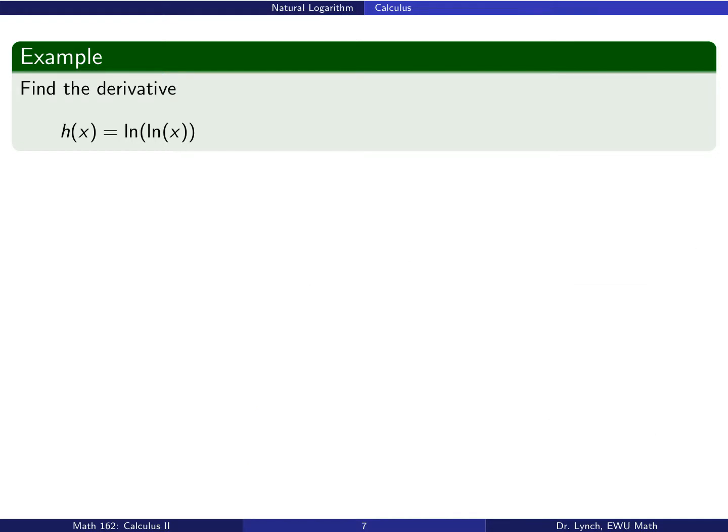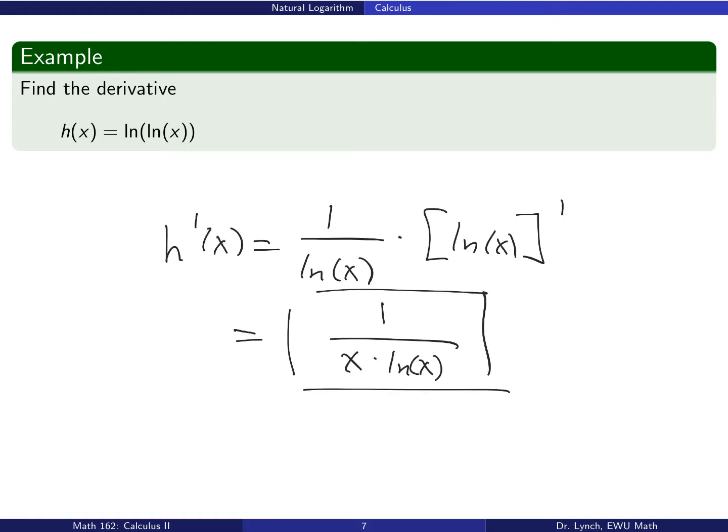Here's another example. Let's find the derivative of the natural log of the natural log of x. So again, just using the chain rule here. So the derivative in this case is 1 over the natural log of x times the derivative of the inside function, which again is natural log of x. And it's common when we have products of x and natural log x to write the x first, so I'm going to express this as 1 over x times ln x.